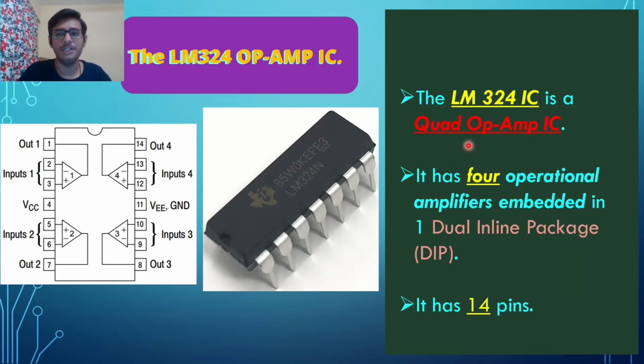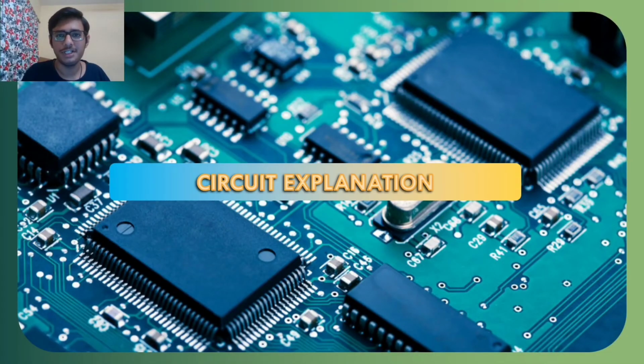In this circuit, we'll be using the LM324 quad op-amp IC. Basically, it has 4 operational amplifiers embedded in one package, hence the name quad op-amp IC. This IC has 14 pins. Now, let us understand the working of this circuit in detail.